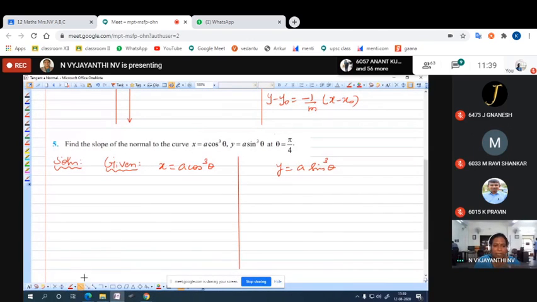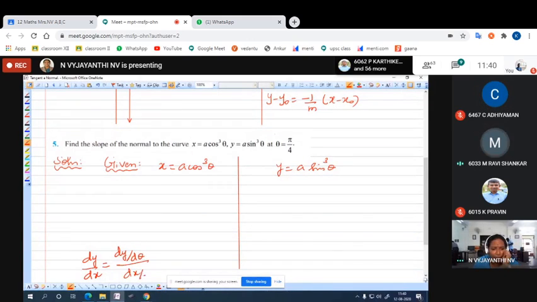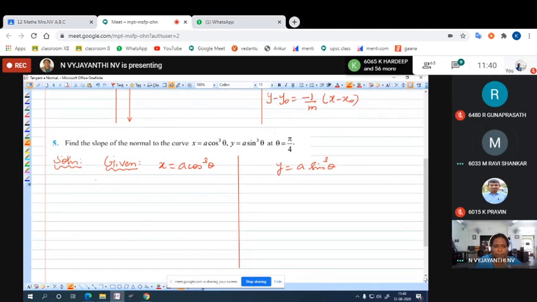So already in parametric form you have studied how to find dy by dx. So how will you solve? dy by d theta divided by dx by d theta. So what we have to do now for finding dy by dx? Differentiating x and y with respect to theta on both sides.